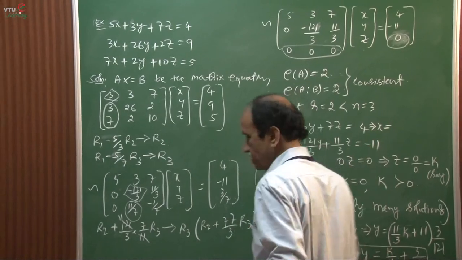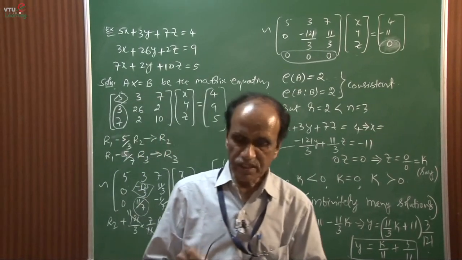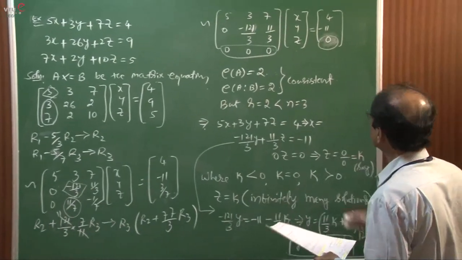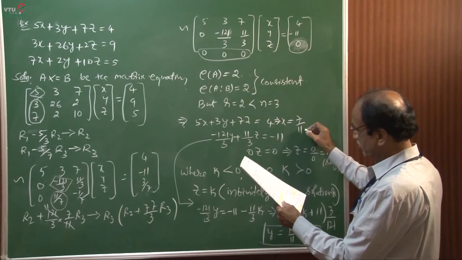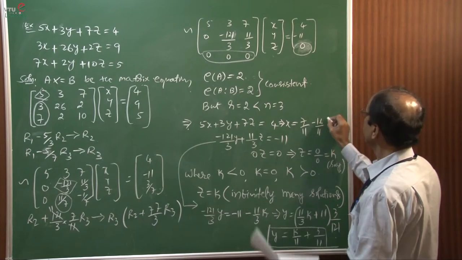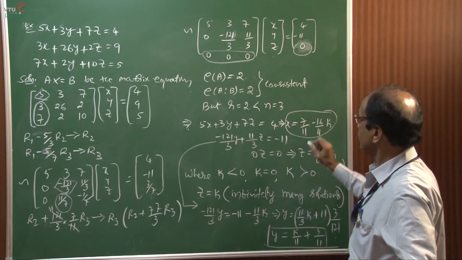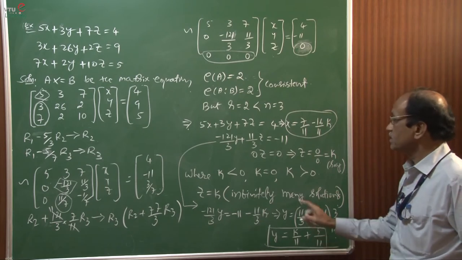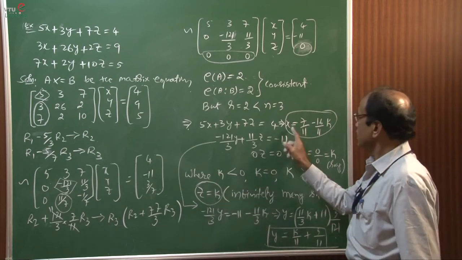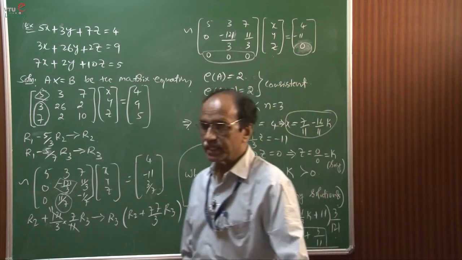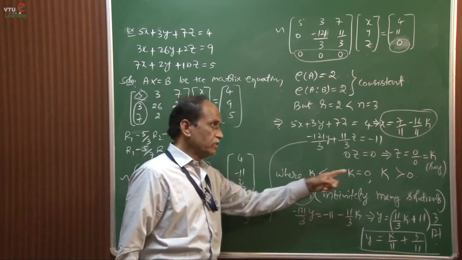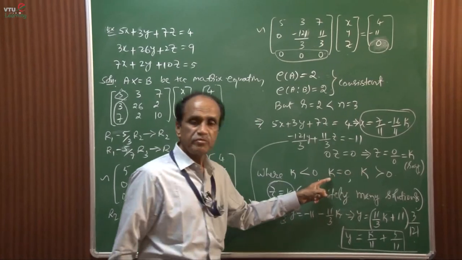This implies x takes the value, after substituting y and z, that is equal to 7 by 11 x value, and minus 16 divided by 11 k. So this is the value of x, this is the value of y, and this is the value of z, where all the three, x, y and z, are expressed in the form of k, where k may be negative, k may be positive, and k may be 0.